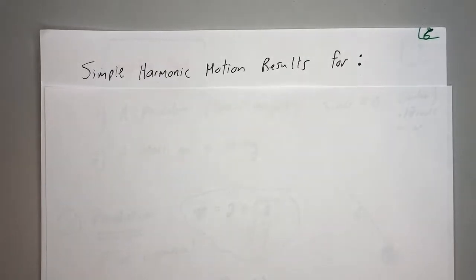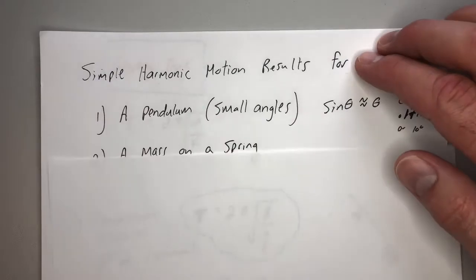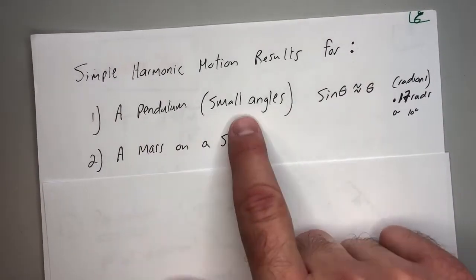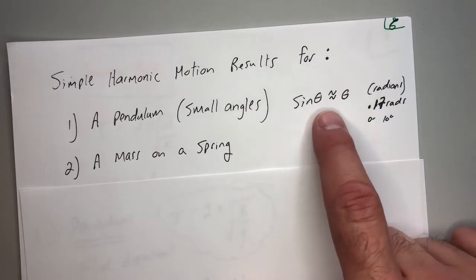All right. We just have to talk about a couple of specific situations. We're going to talk about a pendulum, and we're going to talk a little bit more about the mass on a spring. So, simple harmonic motion results for those two situations in particular. A pendulum at small angles, when you can assume the sine of theta is about equal to theta.